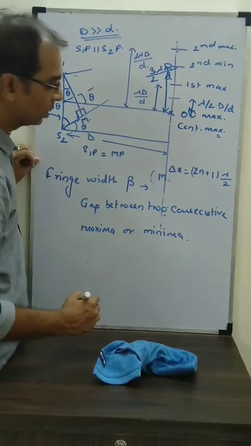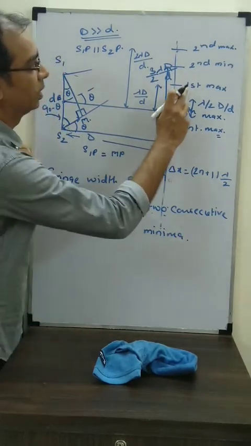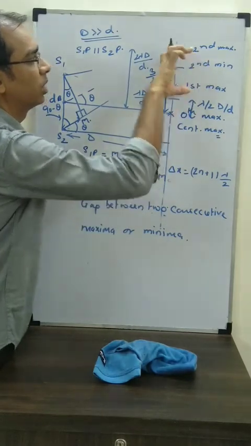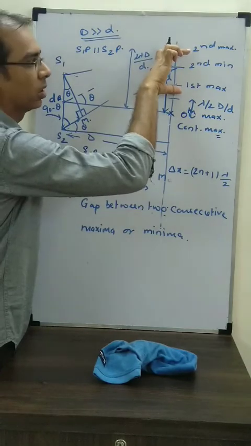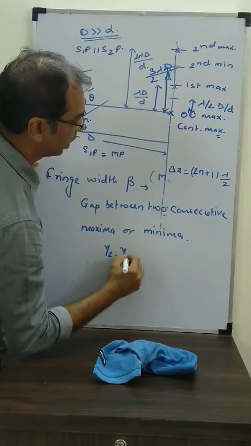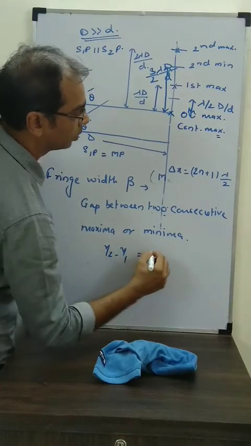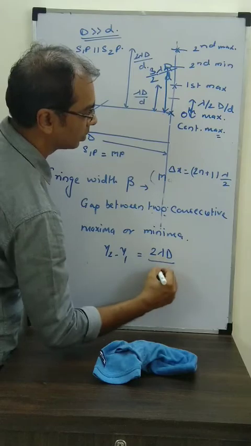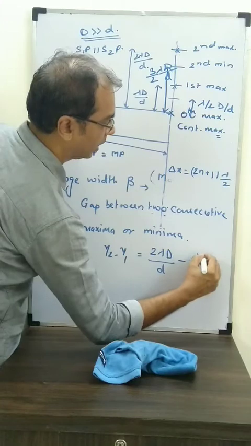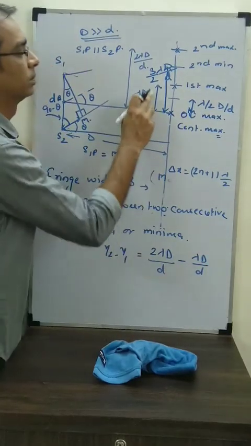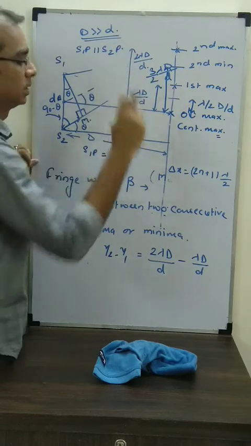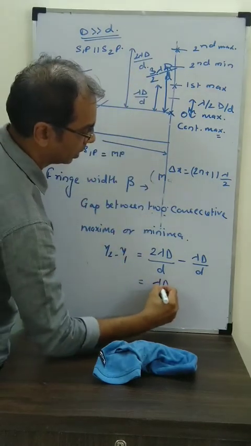That means we already have the value of first maxima and second maxima. So what is the gap? That is called beta. So here I am writing y2 minus y1. So what is y2? y2 is 2 lambda capital D by small d. What is y1? Lambda D by small d. We have written it over here. This is y1, this is y2. So this minus this, what's coming? Lambda D by d.